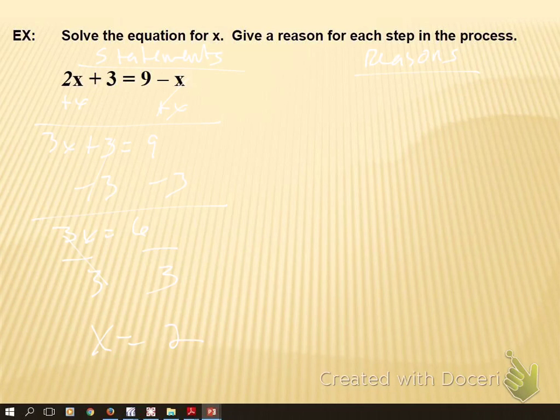Now, for every step you made, you have to have a reason. So here, we started with the equation because it was given to us. Then we added x to both sides, and the addition property says that we're allowed to do that. And then when we actually combine those x's, we were simplifying or combining like terms. Then we subtract 3 from both sides. That was with the subtraction property.